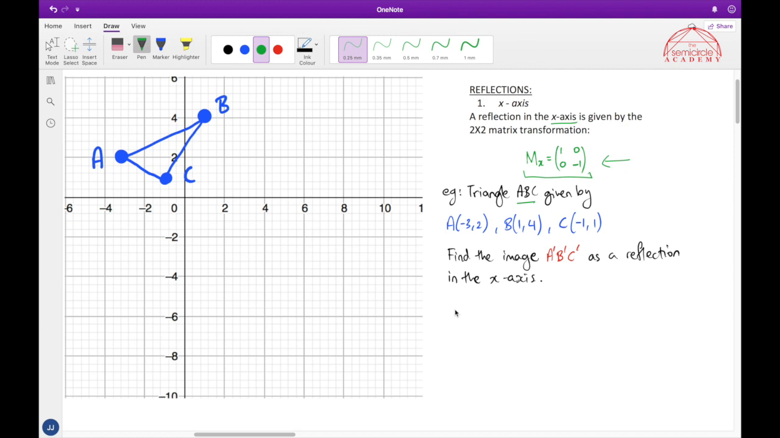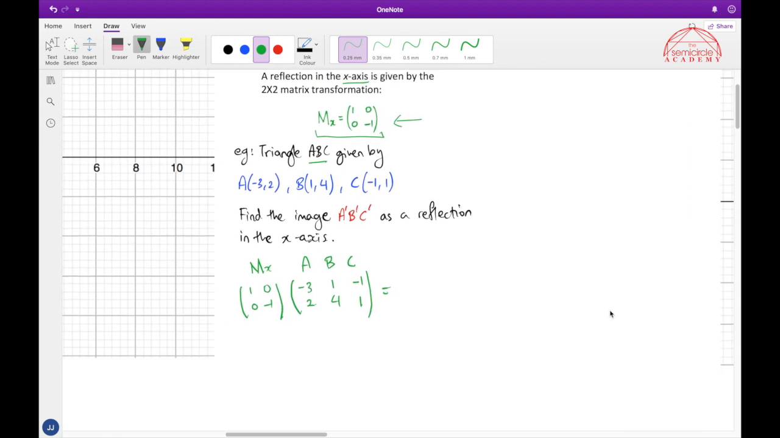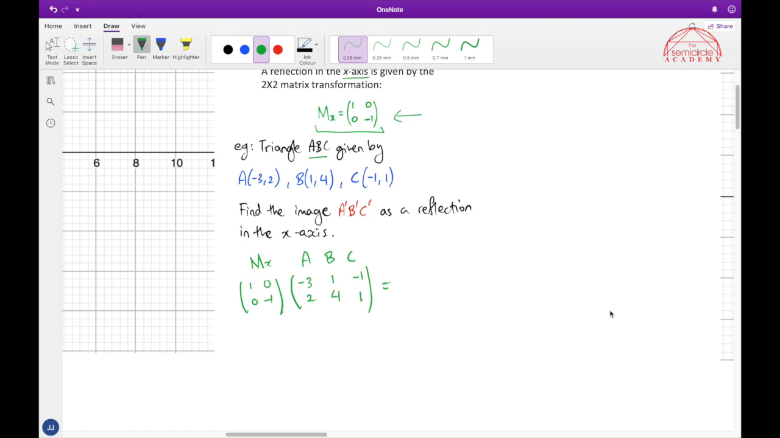So how do I do this? I basically take my reflection transformation MX, and I write the matrix for that, 1, 0, 0, negative 1, and I'm going to multiply that by my matrix of A, B, and C, and that would be A is negative 3, 2, B is 1, 4, and C is negative 1, 1. And that should give me the three points A prime, B prime, C prime of my image, right?